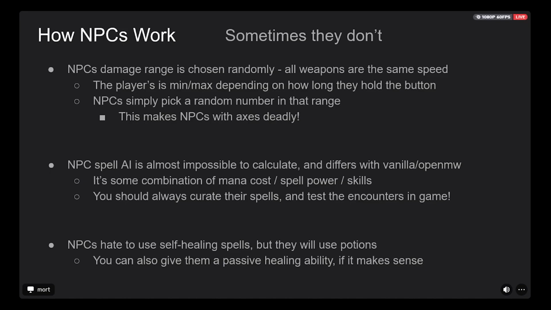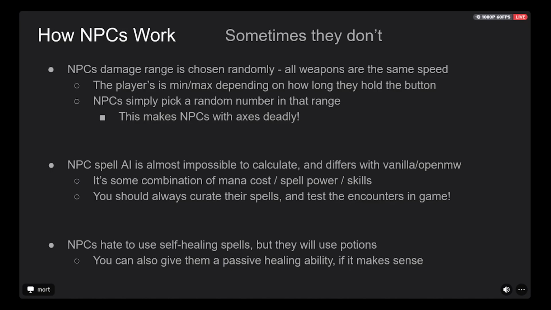The hardest thing, I think, when you're making NPCs and trying to make meaningful encounters, is trying to predict NPC spell AI. I have read so many different things, both in the OpenMW research wiki and more anecdotal evidence, of how NPCs select spells. It's a combination of basically everything, where the NPC takes the mana cost of the spell, the actual spell power, so the unadjusted mana cost, and their own skills into account when determining what to cast.